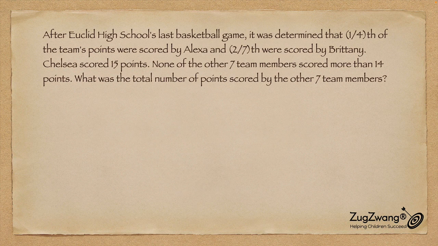So here is the problem. In Euclid High School's last basketball game, it was determined that 1/4 of the team's points were scored by Alexa, 2/7 were scored by Brittany, Chelsea scored 15 points, and none of the other 7 team members scored more than 14 points. So in other words, each person just scored a maximum of 2 points. What was the total number of points scored by the other 7 members?